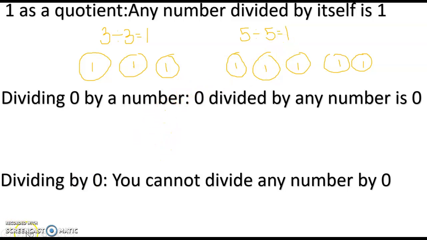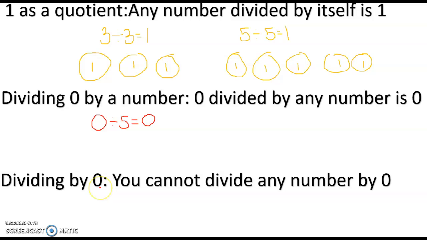Okay, our next rule is dividing 0 by any number. 0 divided by any number is 0. If I have 0 candy bars and 5 friends, I don't have any candy bars to give away. So the answer is 0. There's nothing to give. There's nothing to distribute. So 0 divided by any number is 0.